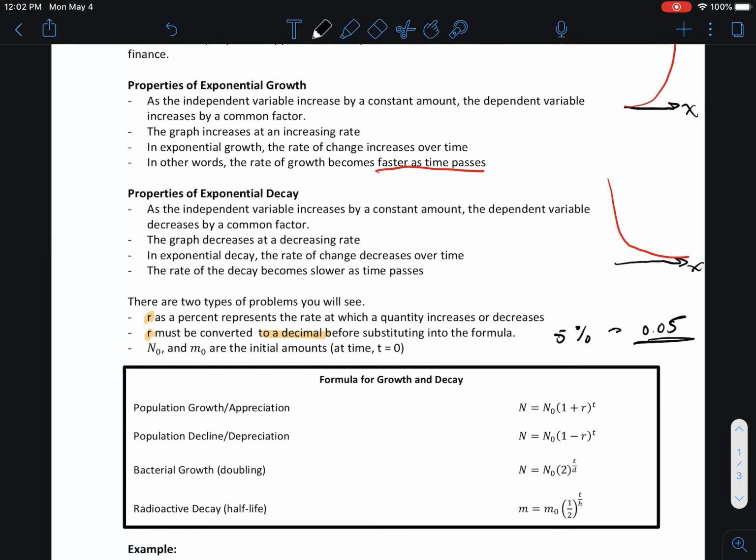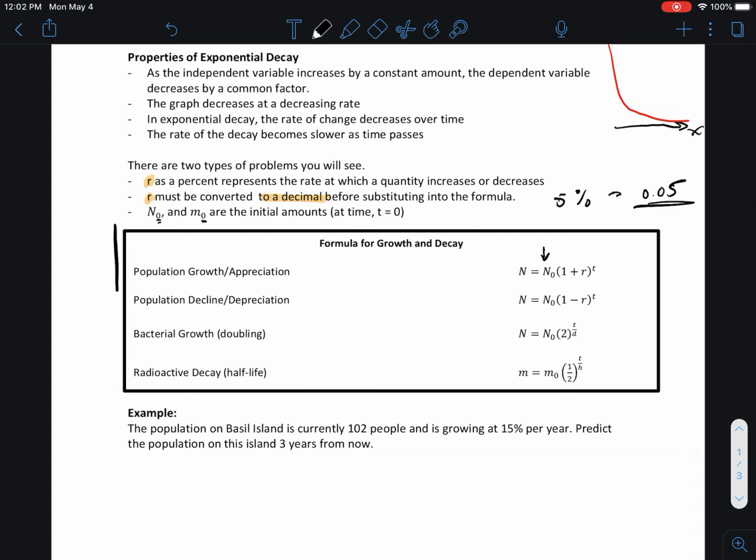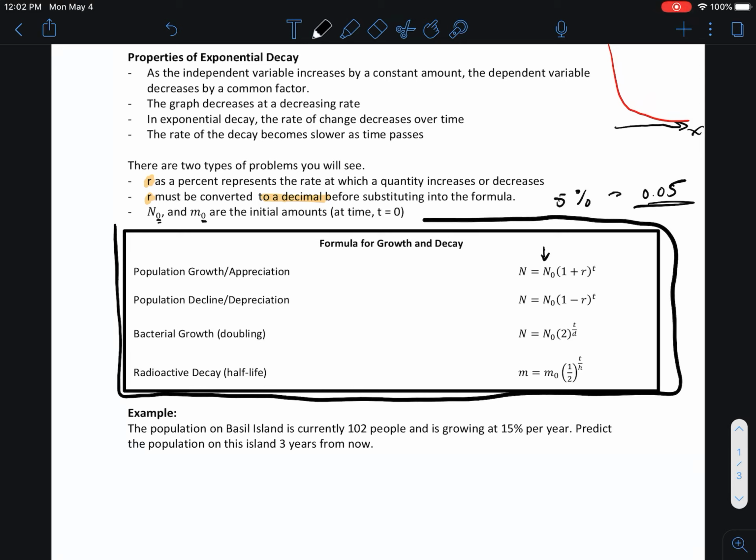That's important, okay? And then we denote starting amounts, or initial amounts, at time equals 0 with what we call this m naught, right? So the initial value, okay? You start seeing those appearing here. So these are the 4 equations that you're going to need to use in order to answer any exponential growth or decay question, okay? And they're labeled here for you nicely, okay?